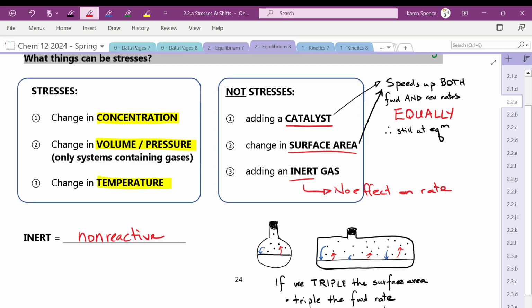And people keep asking me, why do I bother mentioning it? Because sometimes the question will say, we have increased the pressure. Oh, and they hear the word pressure. Pressure has changed by adding an inert gas. What happens to the system, right? And the answer is nothing. Nothing happens to the rate, nothing happens to the system.